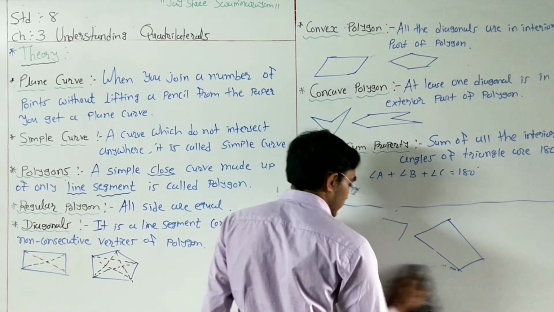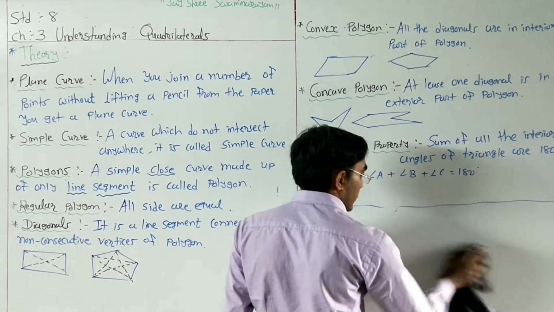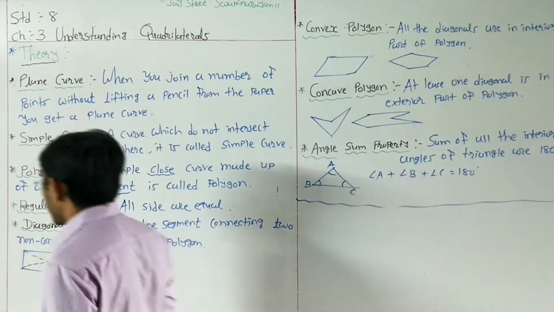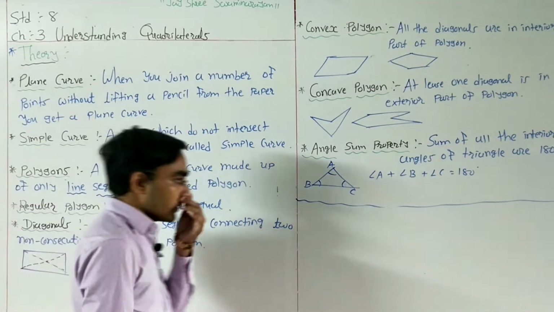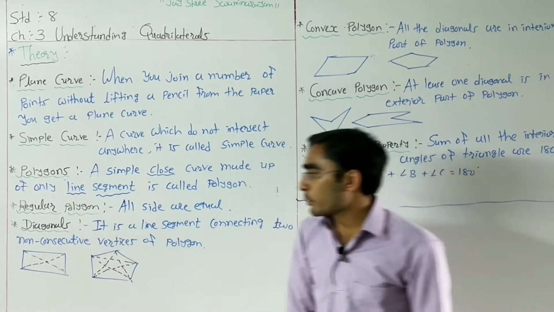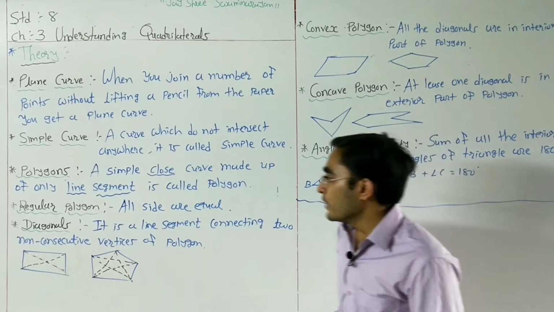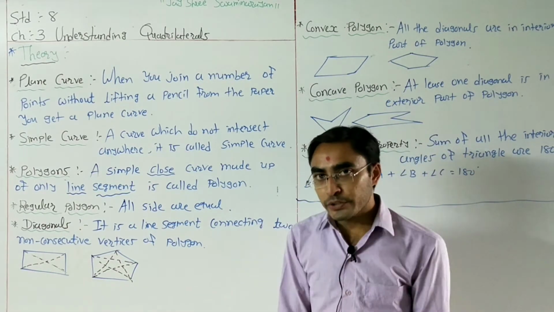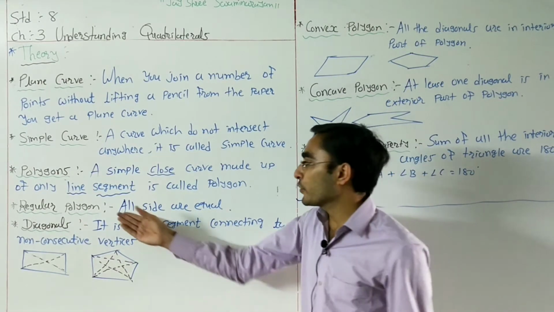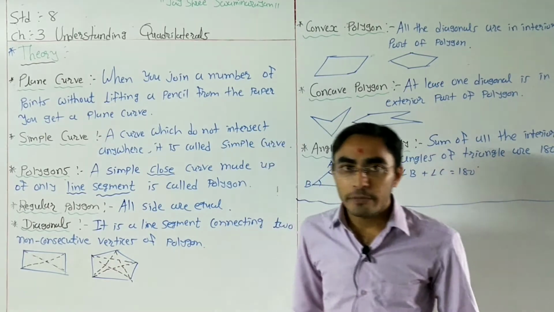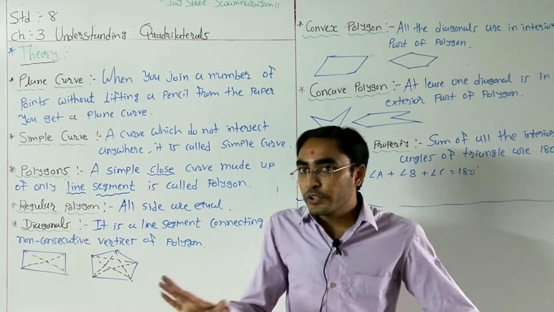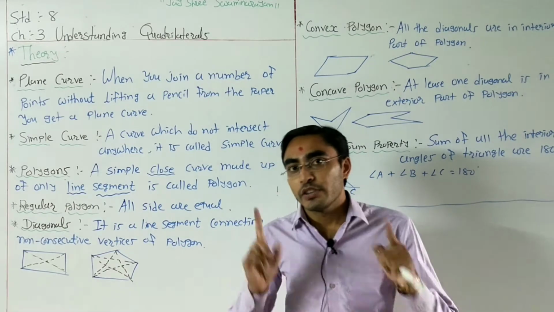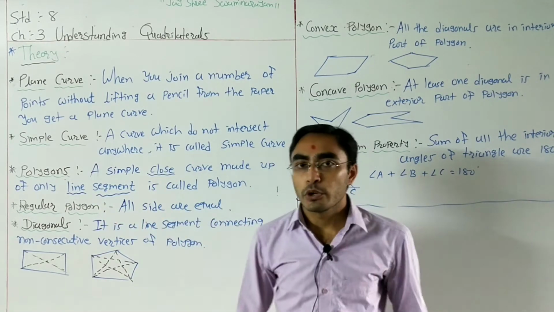Okay, and the next topic is regular polygon. If in a polygon all the sides are equal, then it is called a regular polygon. In a polygon, if all the sides have the same measurement, then it is called a regular polygon.